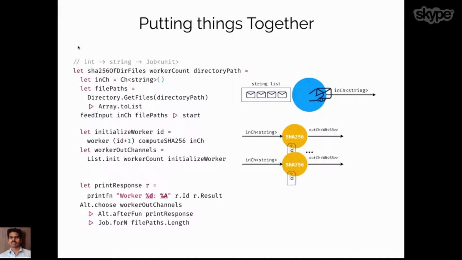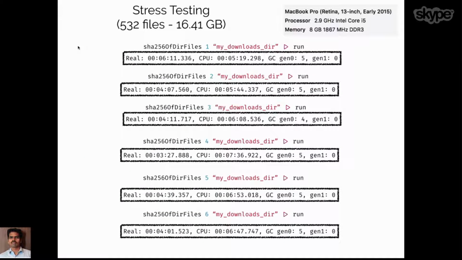So here we are going to choose between all those channels, and whichever comes first, we are going to print its response. And we are going to execute the job for all the file paths. And this is the result of those functions when we execute against my downloads directory. My downloads directory was pretty big, and it has some 16 to 41 GB of data of various file sizes. And my configuration is right on top of the slides.